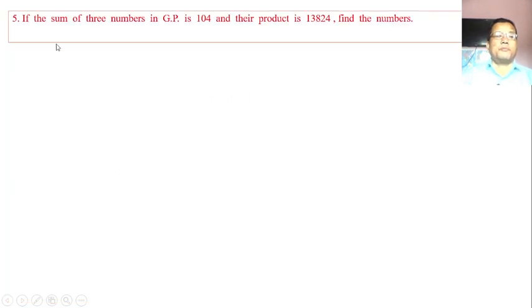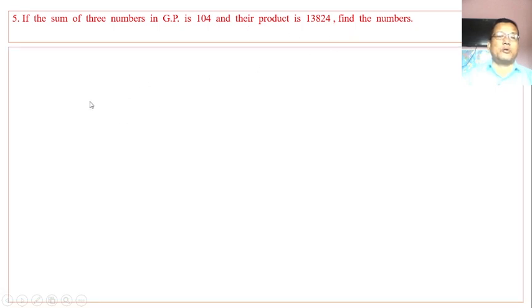Question number 5. If the sum of the three numbers in GP is this and their product is this, find the numbers. Let the numbers in GP be a by r, a, ar.